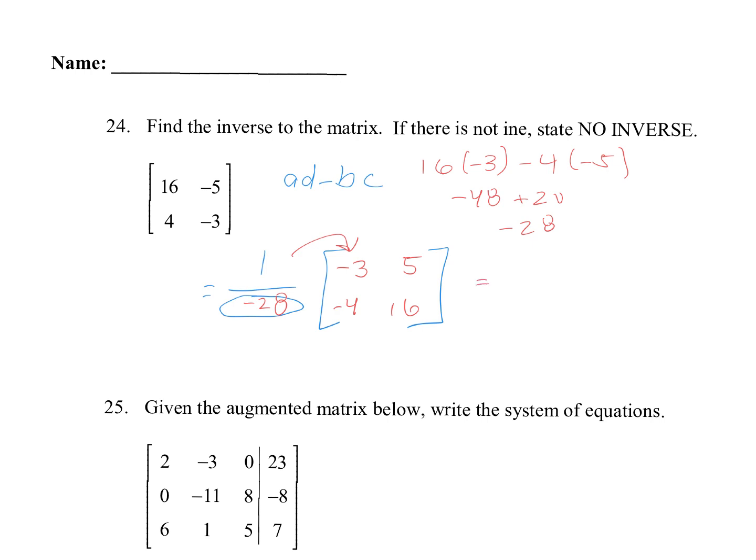If you can simplify, simplify. 3 and 28 doesn't simplify, so it just becomes positive 3 over 28. 5 and 28 does not simplify, so it's negative 5 over 28. 4 and 28 do simplify, so this would become what? 2 over 14, which again would become what? 1 over 7? Positive. Yeah. And then here this would simplify by 4, which would become what? 4 over 7? So negative 4 over 7. So that would be your inverse for that one.